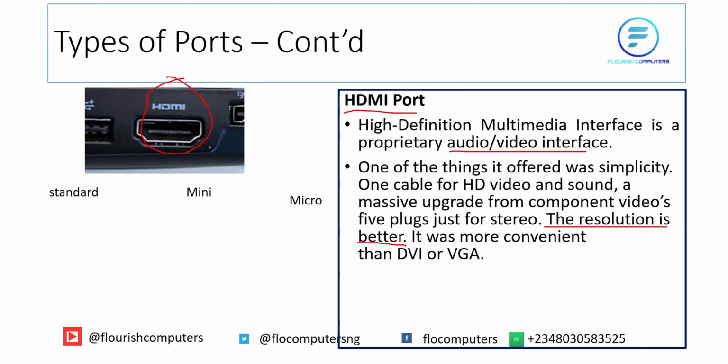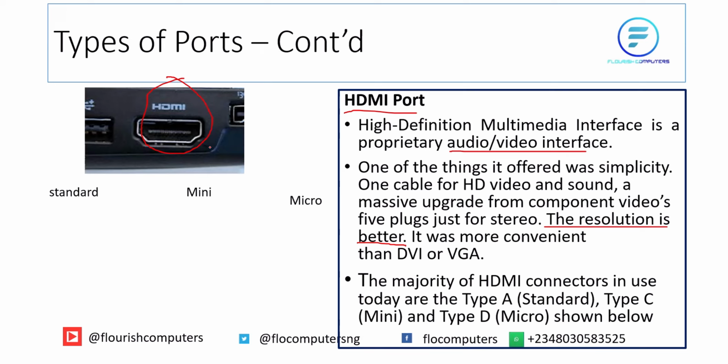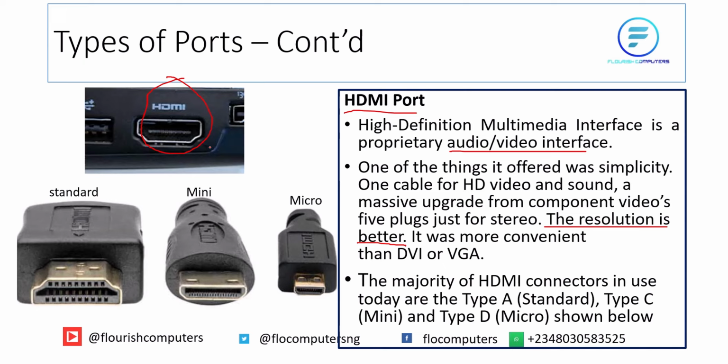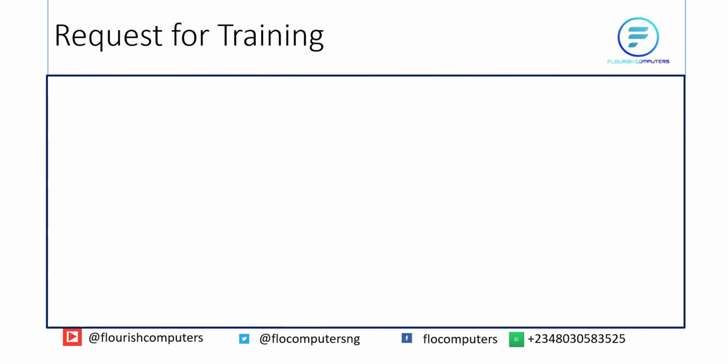Now, for your HDMI port, the majority of the HDMI connectors in use today are type A, which is standard. We have type C, mini, and then we have micro as shown. So this is standard. We can see the mouth. If you have a TV that's HDMI, you can check the back of your TV. This is mini, and then this is micro. It also depends on the device where you are going to connect. They are all HDMI, and they are going to do the same thing for you.